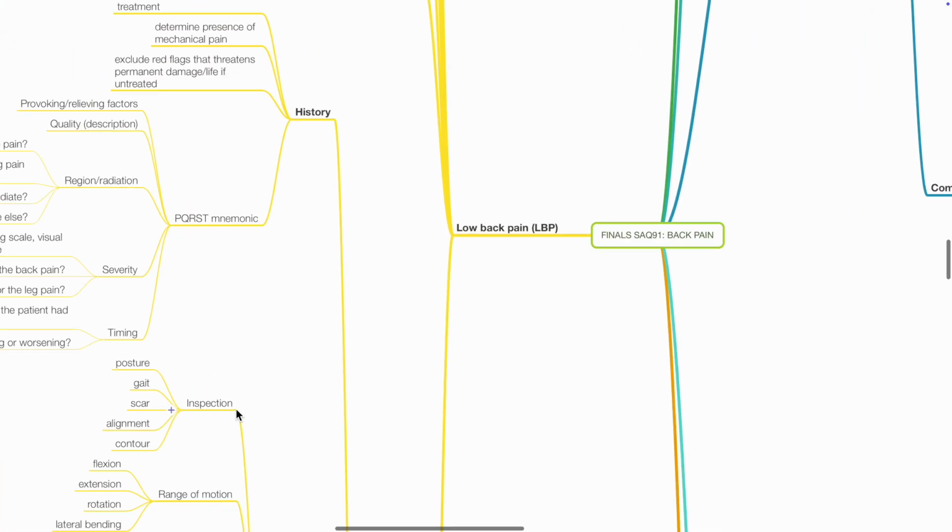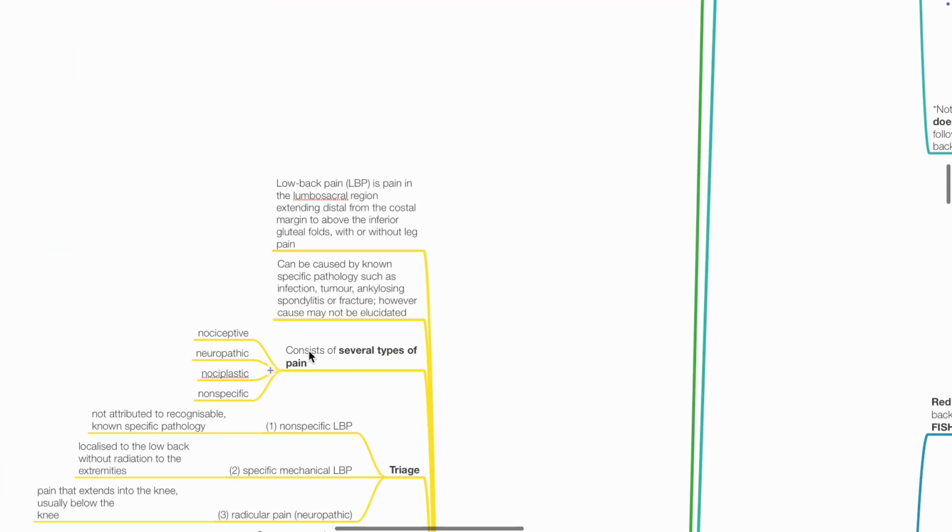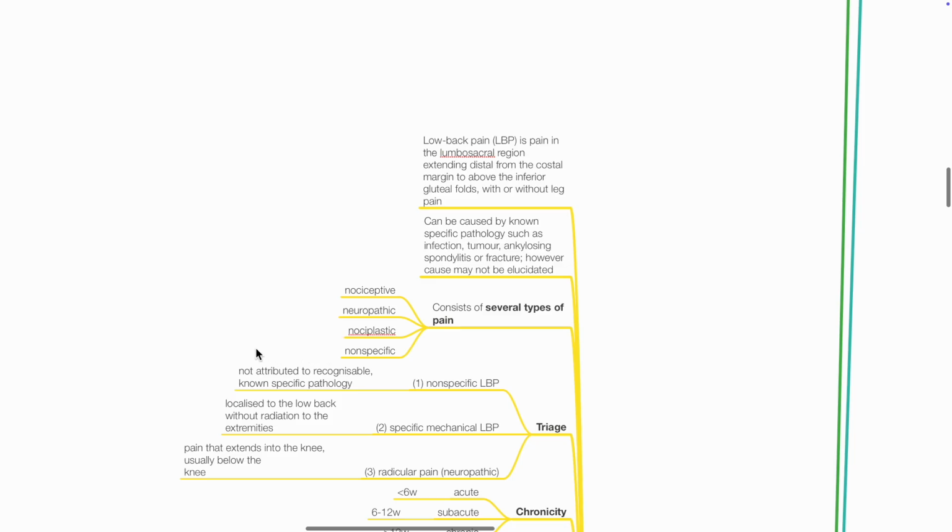Additional information for low back pain. Low back pain is pain in the lumbosacral region extending distal from the costal margin to above the inferior gluteal folds, with or without leg pain. It can be caused by specific pathology such as infection, tumor, ankylosing spondylitis, or fracture. However, the cause may not be elucidated. It consists of several types of pain, which include nociceptive, neuropathic, nociplastic, and non-specific.